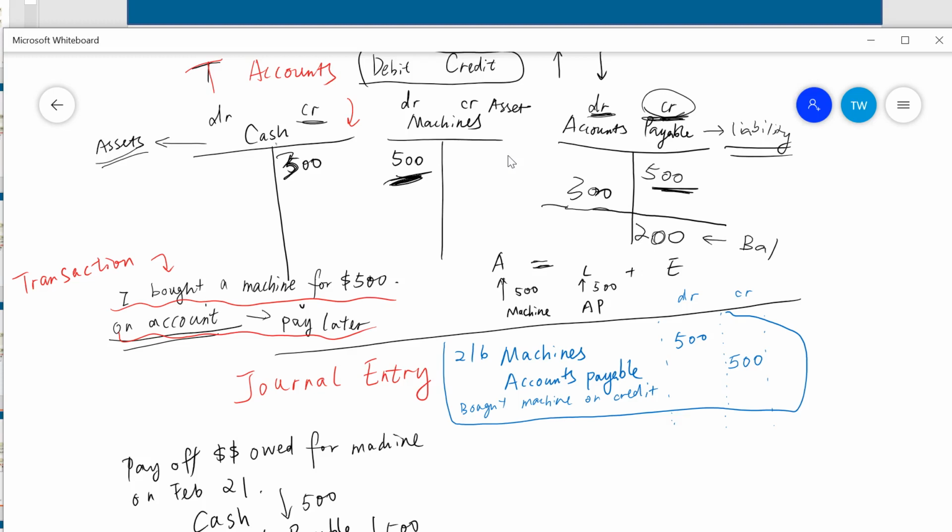Okay, so now let's put it in a journal entry. So now my journal entry is the date, February 21st, and I write down the names of the accounts, cash, accounts payable. Sorry, go back to the $500. 500 and zero. Okay, pay off 500. That's a credit for cash. I make sure I write it down on the credit column. Accounts payable, I write it on the debit column to show the decrease. That is the journal entry. So I can put a note, pay off debt.